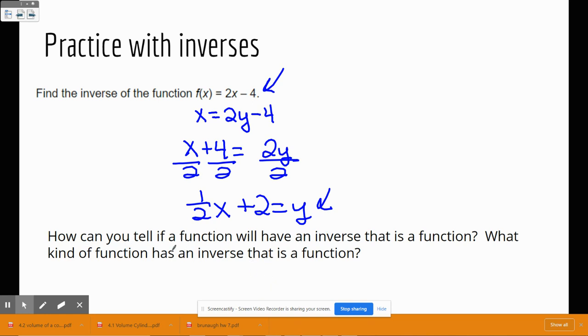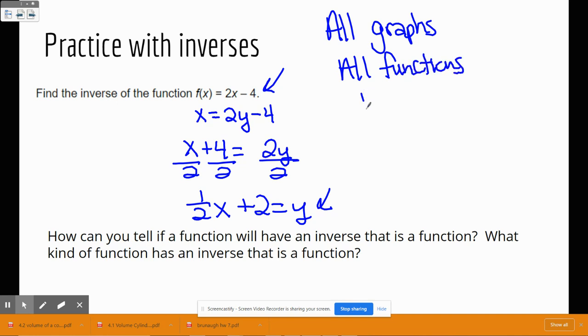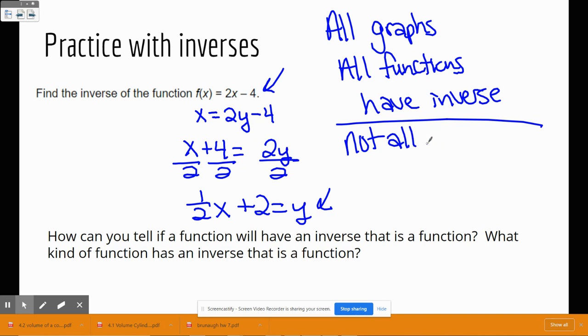But if you remember, we said that all graphs and all functions have inverses. You can switch the x and y of any graph or any function, but not all inverses are functions. And there were only certain functions that did have inverses that were functions.